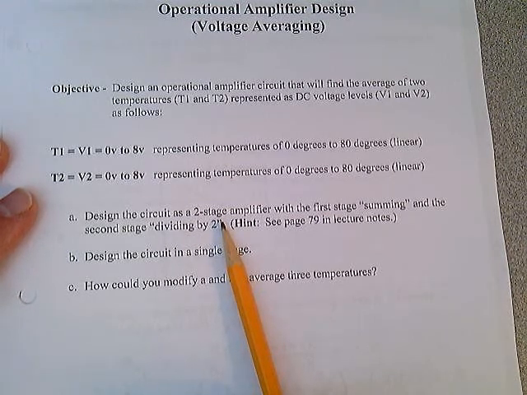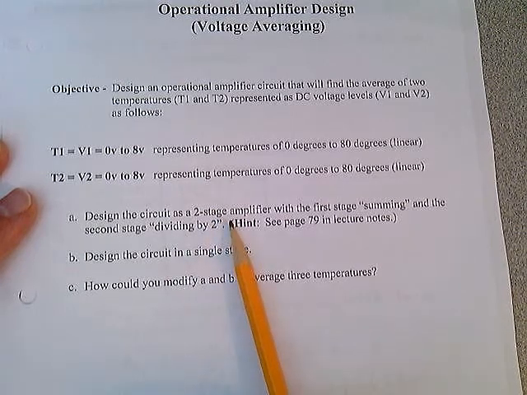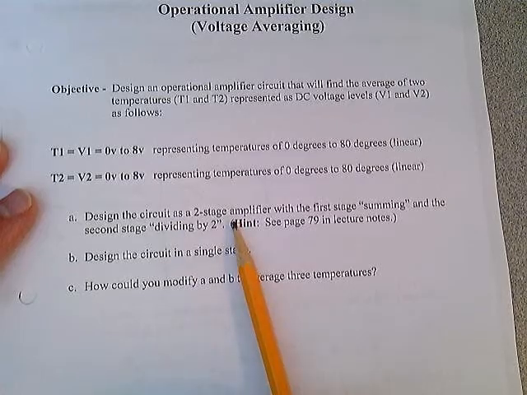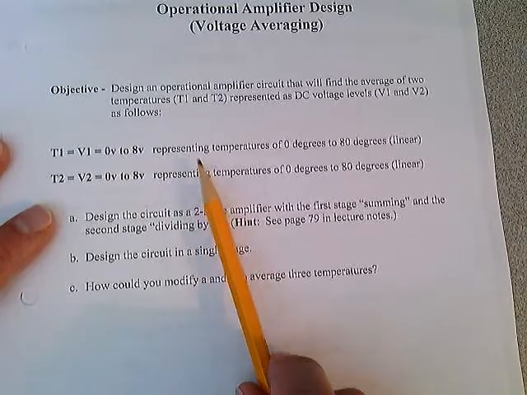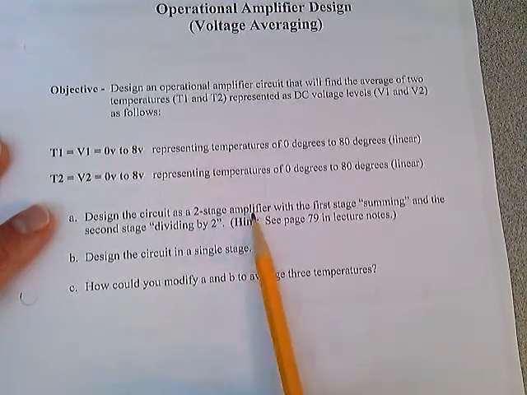It was pretty easy to pick a circuit that would do that, and pick the resistors so you can multiply by 2, a gain of 2 or a gain of 1/2. Think about that. Make that a 2-stage amplifier. The first stage is going to simply sum, and the second stage will divide the answer by 2. And that'll be the average of these temperatures. It's done every day in industry.